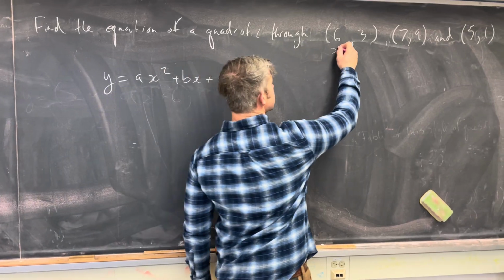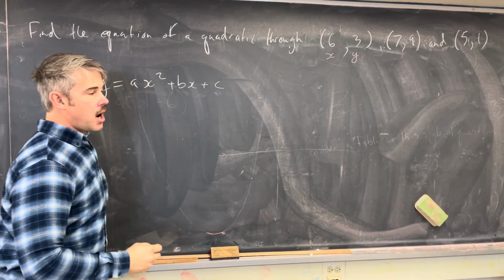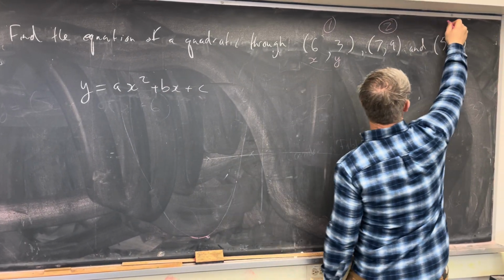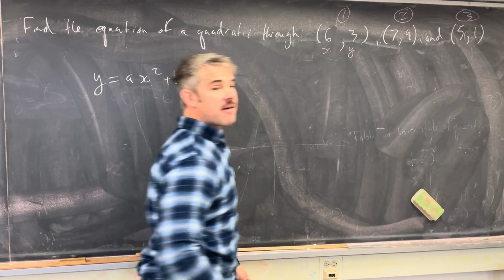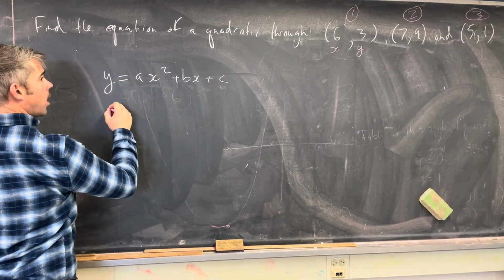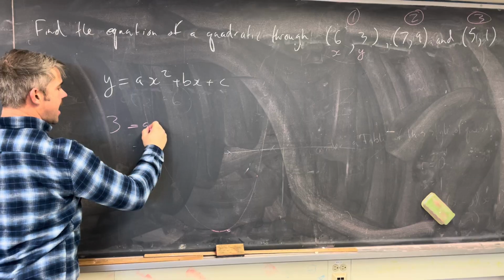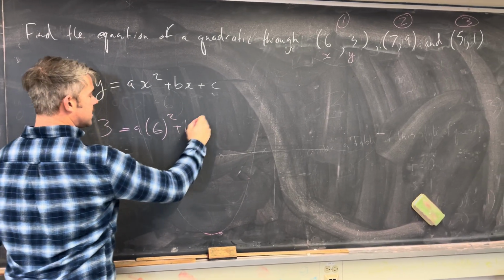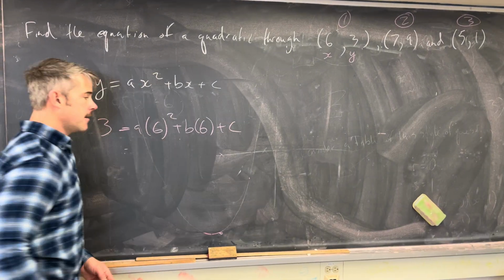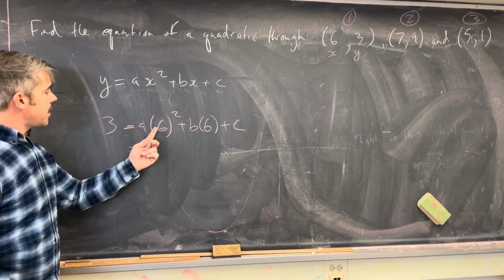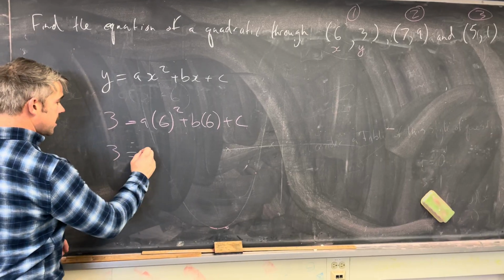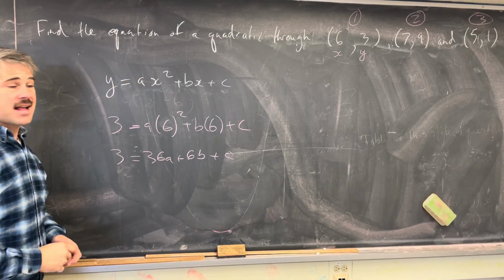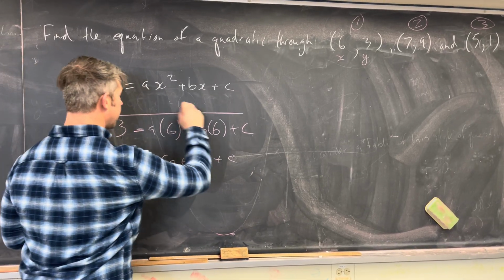Now I'm going to create 3 equations. Each of these points is going to give me an x and a y. I'm going to call them point 1, point 2, and point 3, and I'm going to have 3 equations. My equation from 1 is going to be 3 equals a times 6 squared plus b times 6 plus c. Here I'm just substituting in my y's and x's. So this will be 3 equals 36a plus 6b plus c. That's from my equation 1.